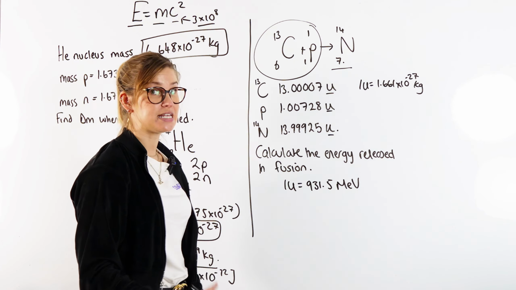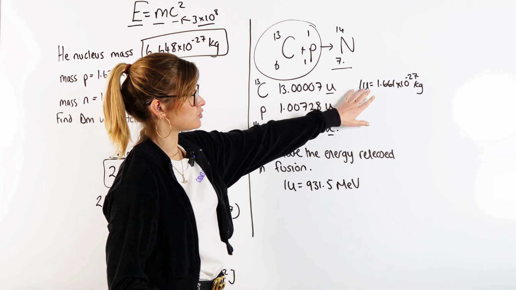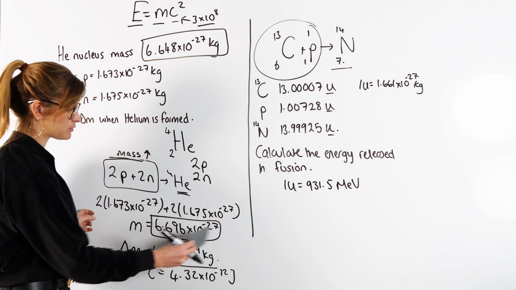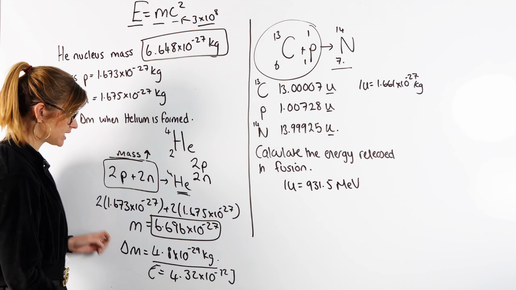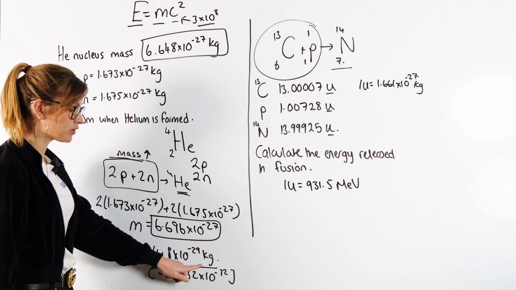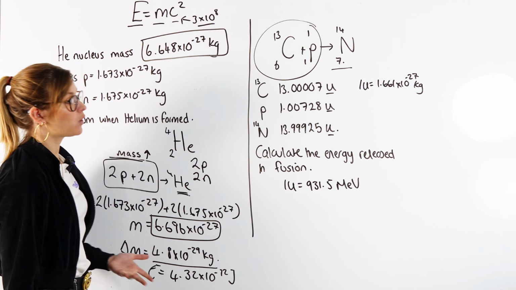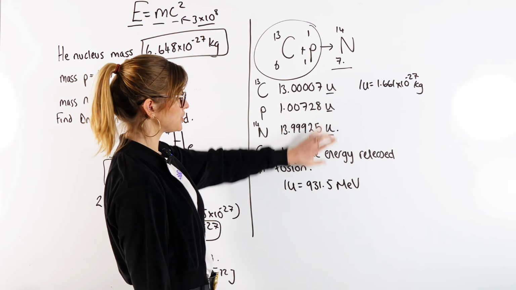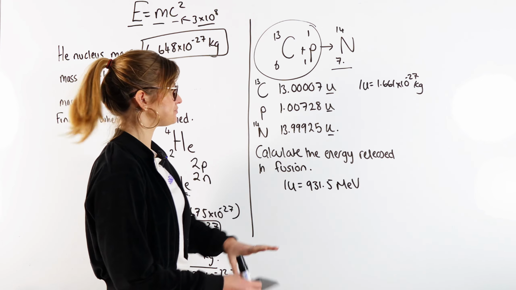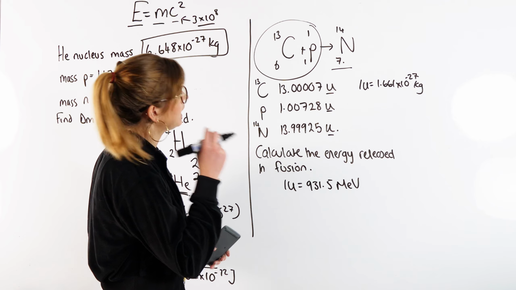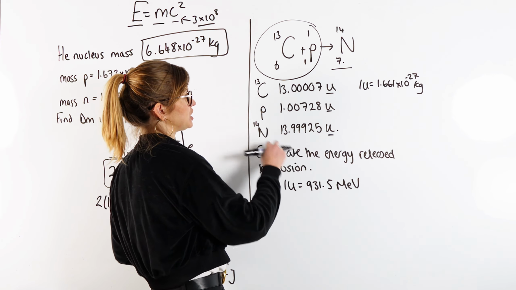So again, one way is you can convert it all into kilograms using this number, and you do the same step as before, find the change in the kilograms. And once you find the change in mass in kilograms, then you do E equals mc squared to get it into an energy. Or because they give it in U, which is nicer, and we know what 1U is in energy, I can figure out, first of all, what the change in mass is.